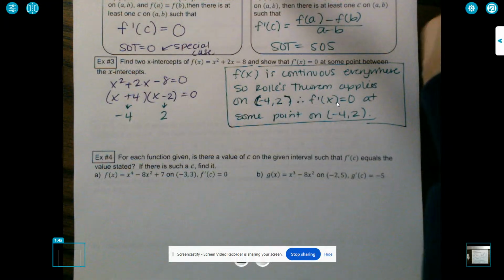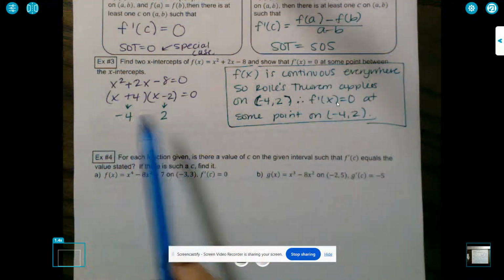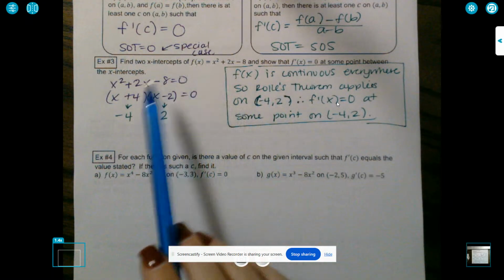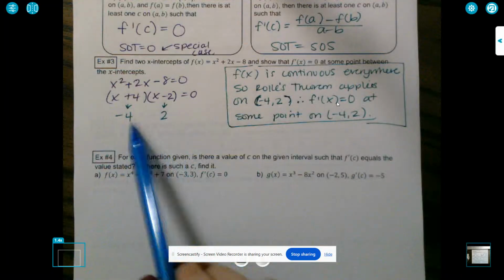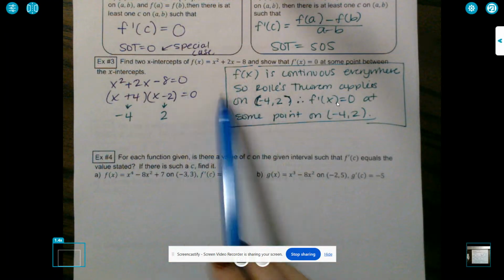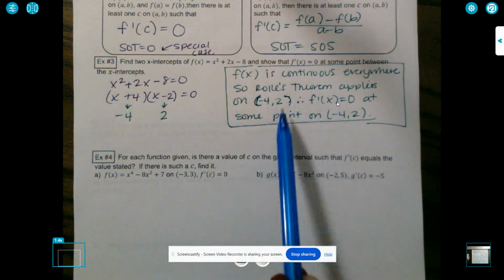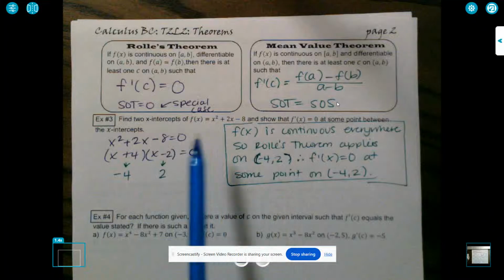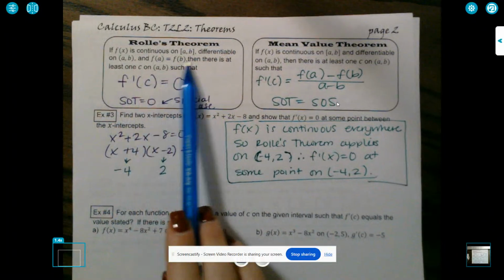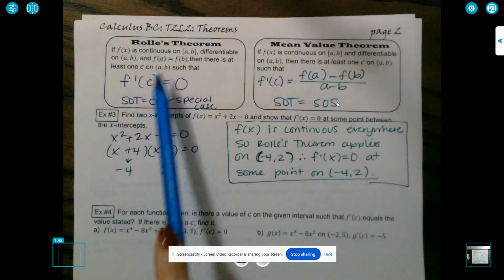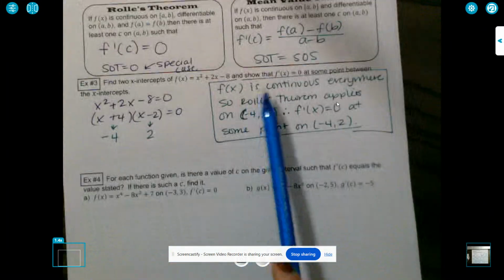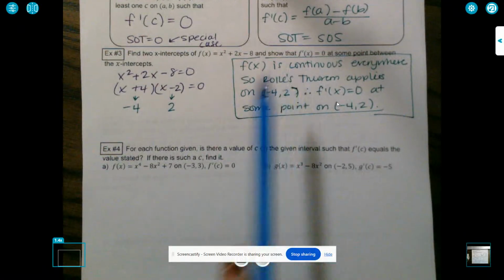So whenever we did question number 3 here, we stopped and we just said, okay, we know that we found the x-intercepts. Obviously, there are 2 of them. And so if you think about Rolle's up here, it does say that there is at least one value C on AB such that f prime equals 0. Example number 3 did not ask us to find that value.